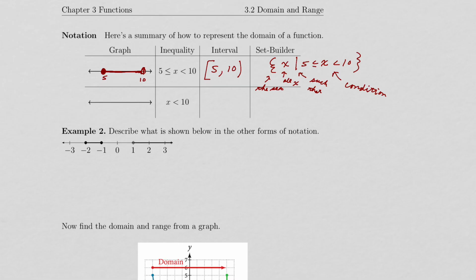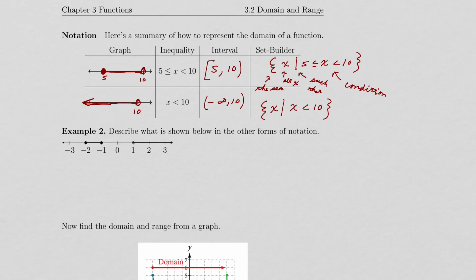Okay, what about the next one? The inequality is x is less than 10. So how do I graph that? Well, if this is 10, I want everything to the left, right? So I'll just draw an arrow, which means it goes on forever to negative infinity, but it doesn't include the endpoint 10, so it's an open circle. In terms of interval notation, it's basically going from negative infinity to 10, but not including 10. And set builder notation, I could write it as the set of all x such that x is less than 10. And that would be enough to describe it.